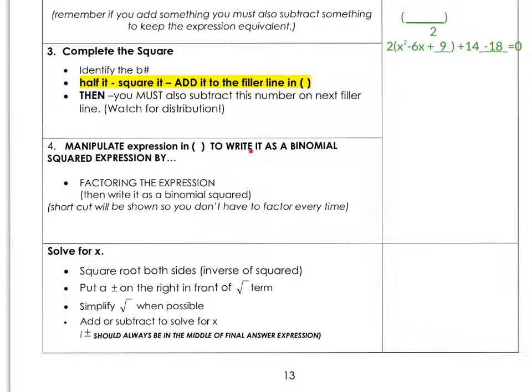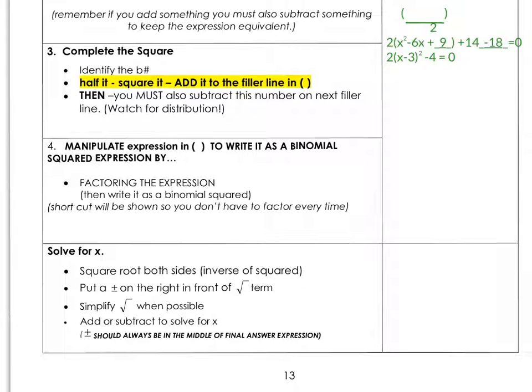So manipulate the expression in parentheses to write it as a binomial squared. We did that when we figured out, what is the value of the side of each square? You can factor, but the shortcut is what we already did yesterday, so we don't have to factor every time. If I have 6 groups of x all together, and I put 3 on each side, my new side of the square is x minus 3. So we can rewrite this as 2 times the group x minus 3 squared, and combine like terms to be the minus 4 equals 0.